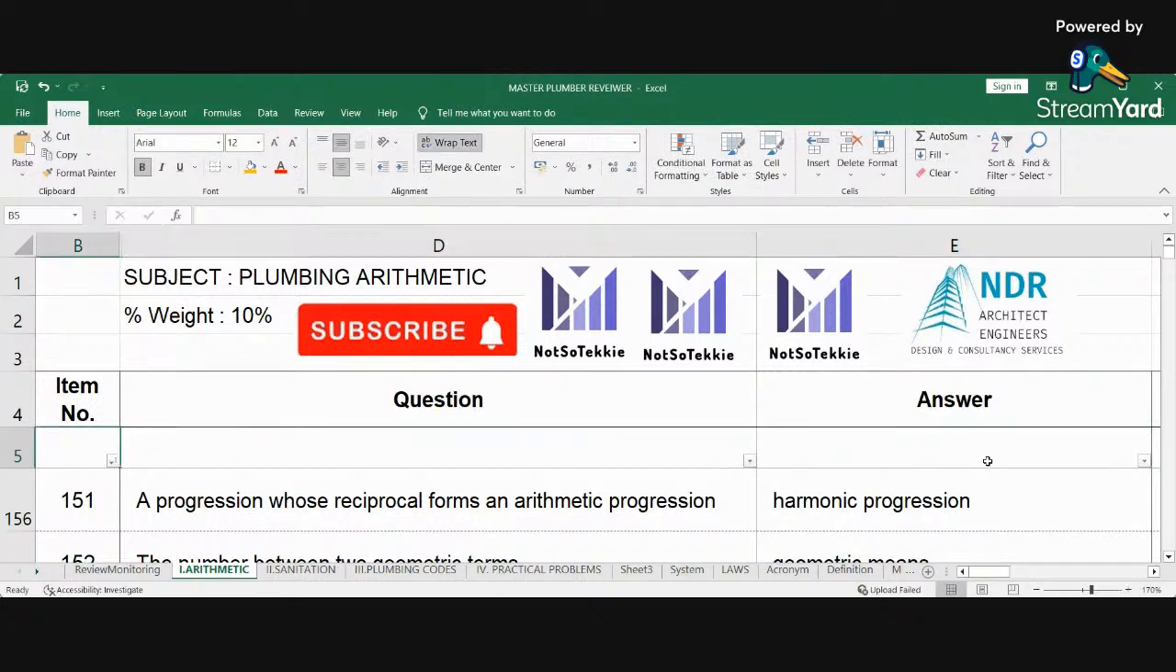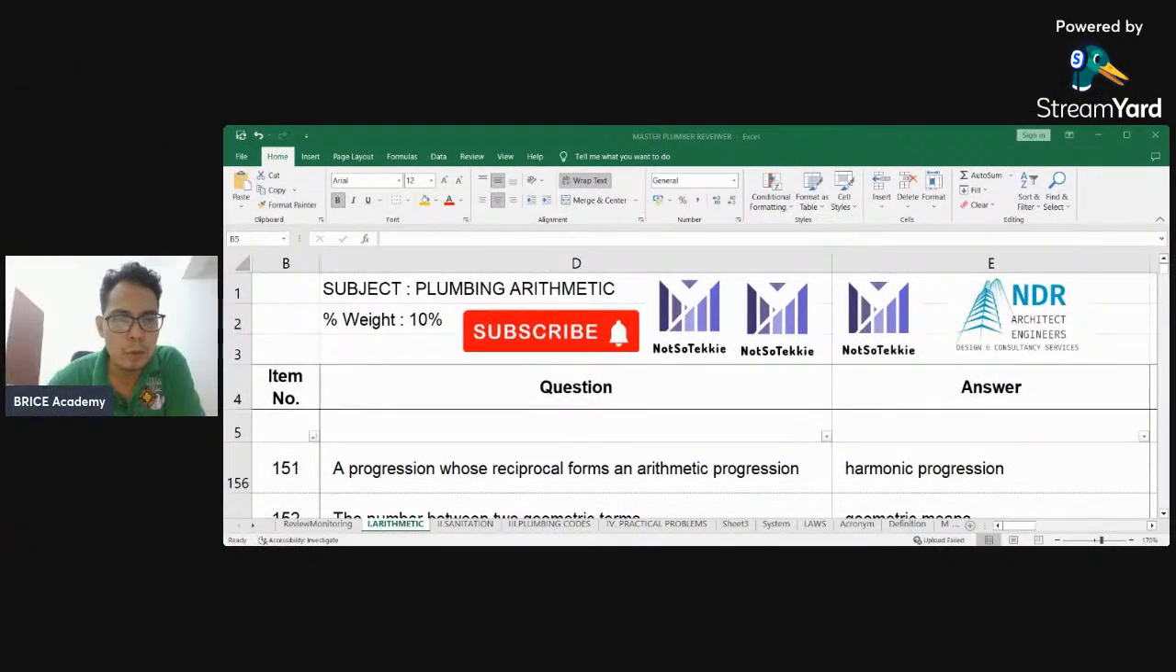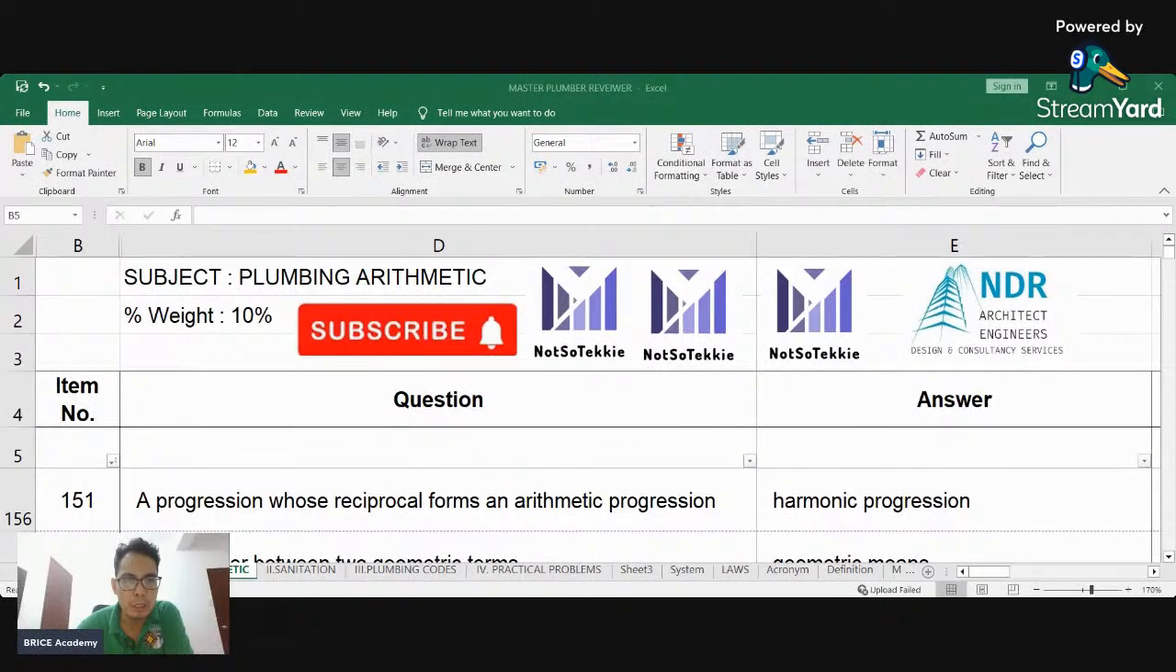Yun, 50 na lang. 50 na lang. Malinaw pa ba? Malinaw pa. Tingnan ko kung gumagalaw tayo. Gumagalaw nga. Tingnan natin kung gumagalaw. Okay.